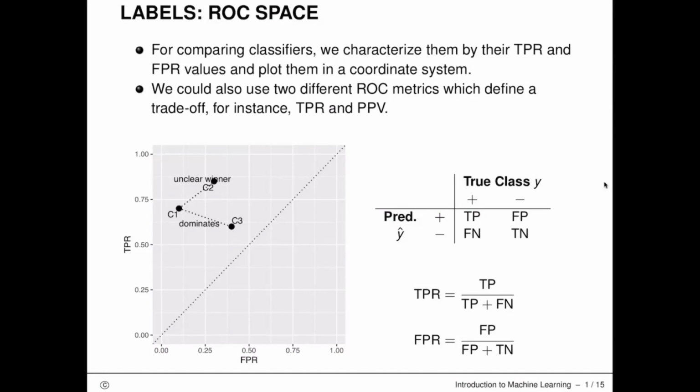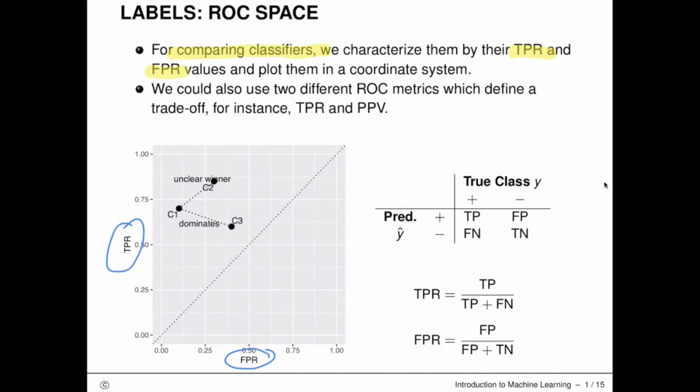You already know how to evaluate a classifier by, for example, the confusion matrix. And now here in this chunk, we want to compare different classifiers, for example, in order to find the best possible classifier. We do this by using the TPR and the FPR values and plot them in a coordinate system so that we have this plot here, the FPR on the x-axis, and the TPR on the y-axis.